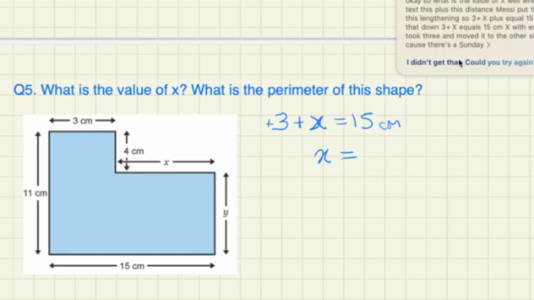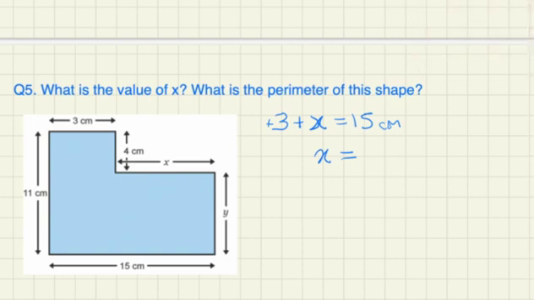Not quite sure what that is. That's suddenly come up. Right, so it'll be 15 minus 3. And 15 minus 3 is 12 centimeters. So this is 12. And let's check it. 12 plus 3 equals 15, which equals that. So we've got that. And let's work out what y is.